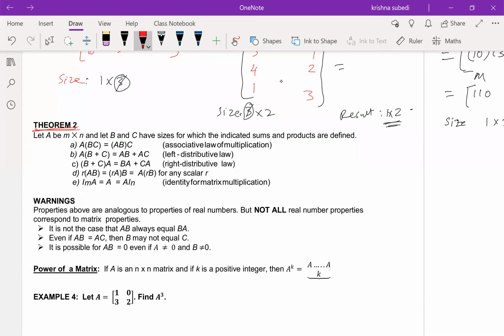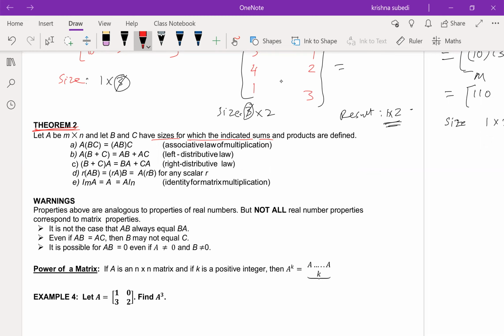Let A be an M by N matrix, and let B and C have sizes for which the indicated sum and products are defined. Now remember, in order for the sum to exist, the size of the matrices must be the same. And in order for the multiplication to exist, the number of columns in the first and the number of rows in the second matrix must be equal. Let us suppose that they have sizes for which the indicated sum and products are defined.